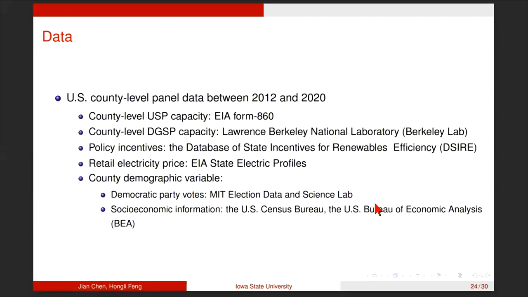And to conduct the empirical analysis, we construct US county level panel data between 2012 and 2020, including county level USP capacity, county level DGSP capacity, and also we include policy incentives that might also affect both USP and DGSP, retail electricity price, and some county level demographic variables, including Democratic Party votes, which is used as a proxy for solar preference or renewable preference, and some socioeconomic information that we might be interested in.